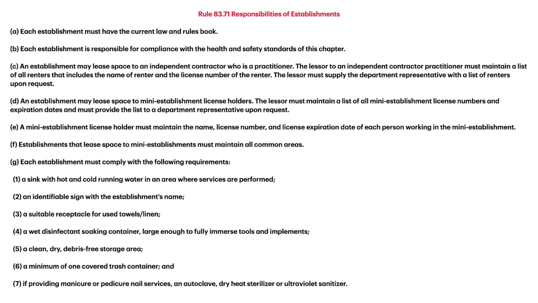1. A sink with hot and cold running water in an area where services are performed. 2. An identifiable sign with the establishment's name. 3. A suitable receptacle for used towels and linens. 4. A wet disinfectant soaking container large enough to fully immerse tools and implements. 5. A clean, dry, debris-free storage area. 6. A minimum of one covered trash container. And 7. If providing manicure or pedicure nail services, an autoclave, dry heat sterilizer, or ultraviolet sanitizer.